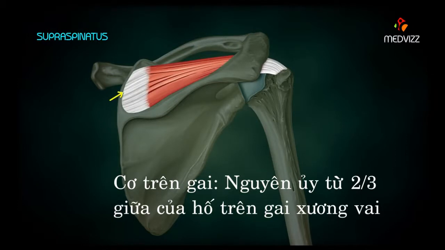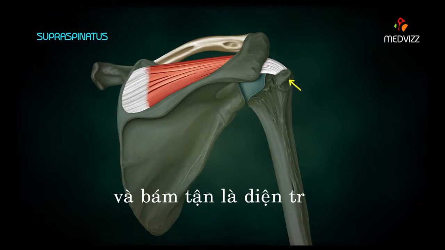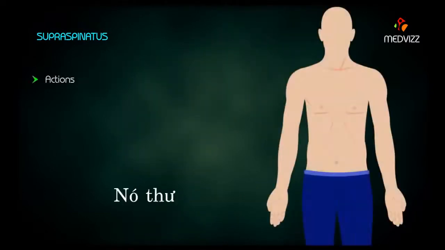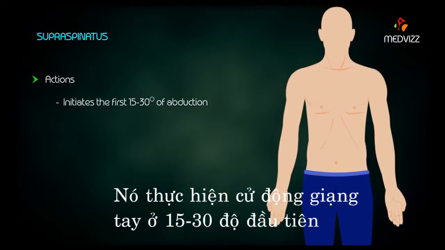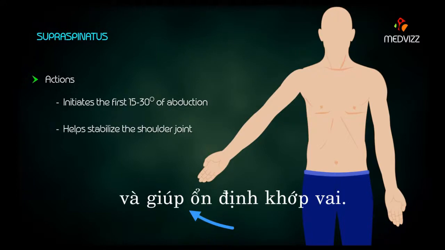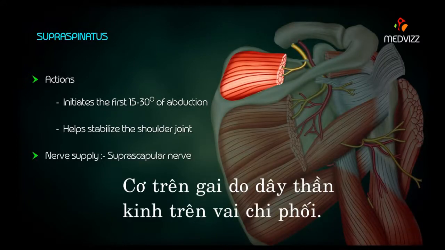Supraspinatus. It originates at the medial two-thirds of the supraspinous fossa of the scapula. It passes laterally beneath the coracoacromial arch and inserts into the upper part of the greater tubercle of the humerus. Its actions are: it initiates the first 15 to 30 degrees of abduction and helps stabilize the shoulder joint. Nerve supply is by the suprascapular nerve.